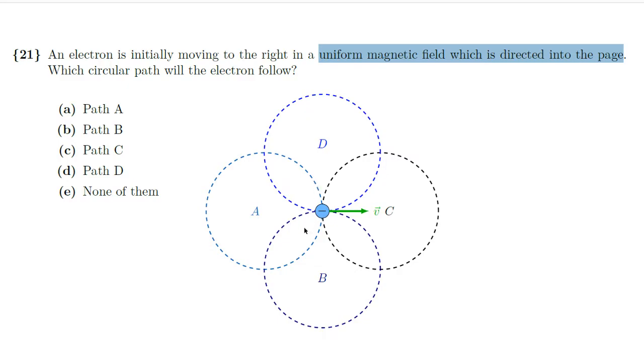So given that you know that charged particles will move in circular paths based on feeling a force from a magnetic field, you should just identify what the direction of that force is using the right-hand rule. So what you would do is you would use the right-hand rule on this. So I'll show you here.